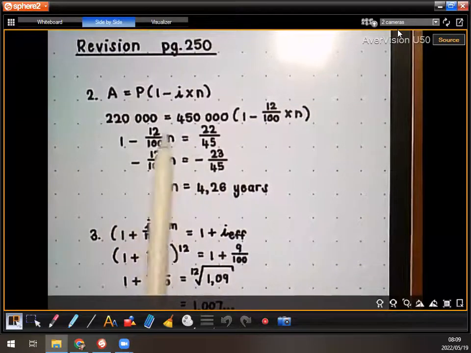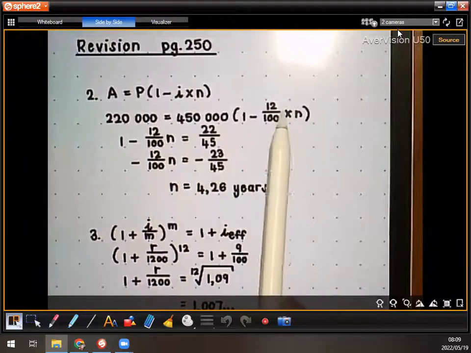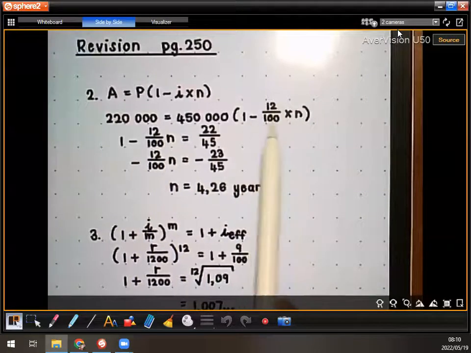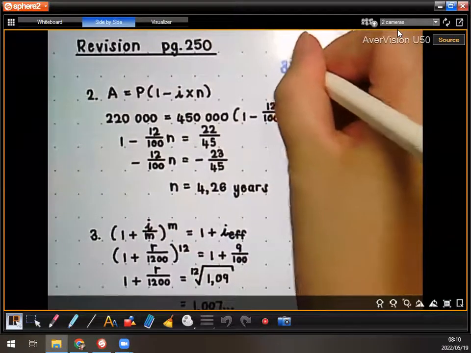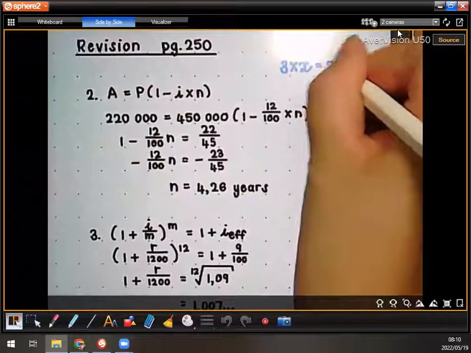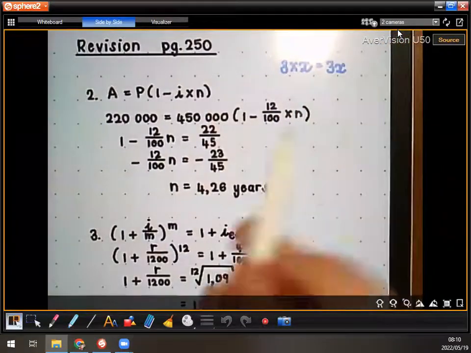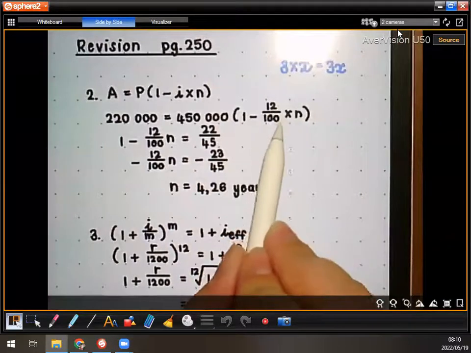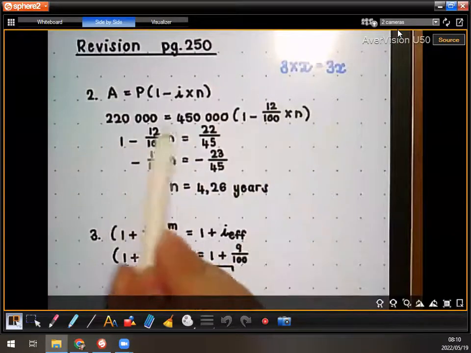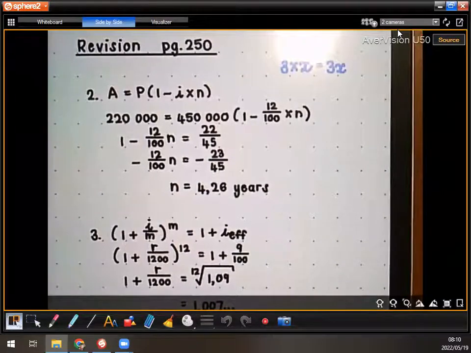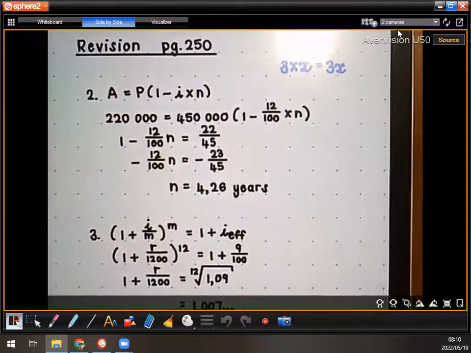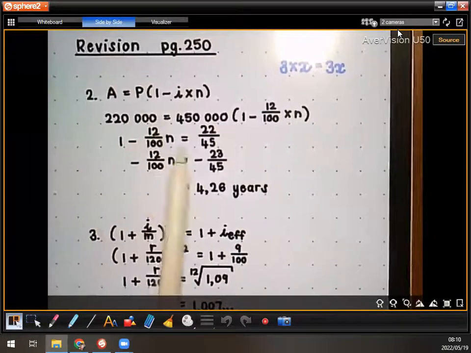And now guys, also just notice that instead of writing negative 12 over 100 times n every time, I just wrote it as one thing, right? Because if we have something like 3 times x, we can write that as 3x. That's basically what I did here. Negative 12 over 100 times n, I just wrote as negative 12 over 100n. So I just left off that times symbol.